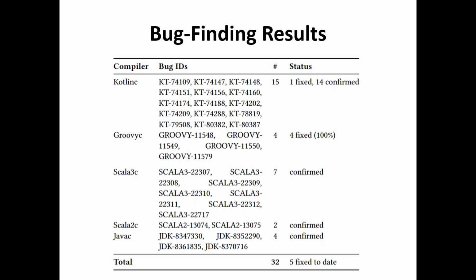To date, CrossLangFuzzer has found 32 confirmed compiler bugs across 4 projects: 15 in Kotlin, 7 in Scala 3, 4 in Groovy, 2 in Scala 2, and 4 in Java. All bug reports and minimized test cases are available in the companion data repository. Thank you for watching.